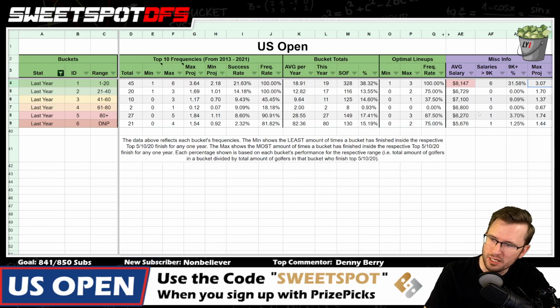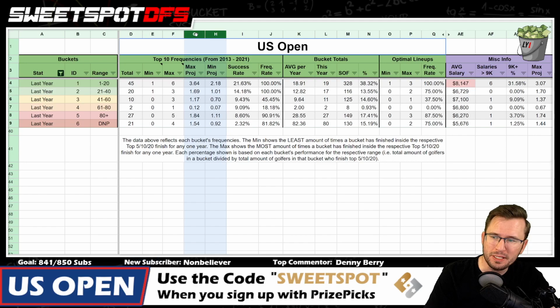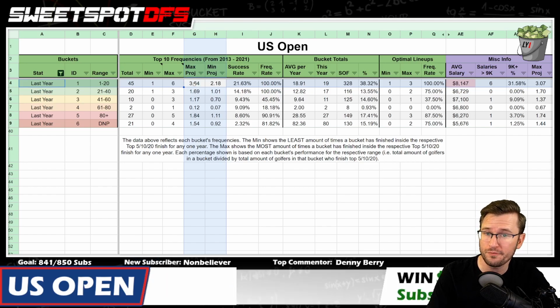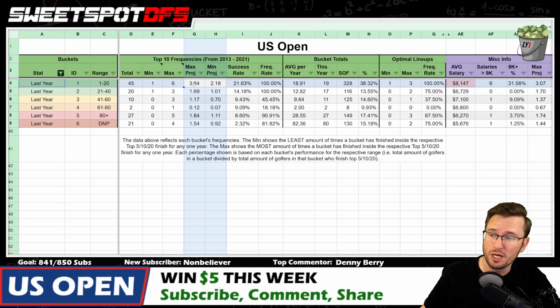That's close to being under 3. And typically what I'll do with something like this is it is in my mind already to make this a 1 to 4 projection. So I'm projecting up to 4 golfers from last year's top 20 leaderboard to finish inside the top 10 leaderboard of this year's US Open.